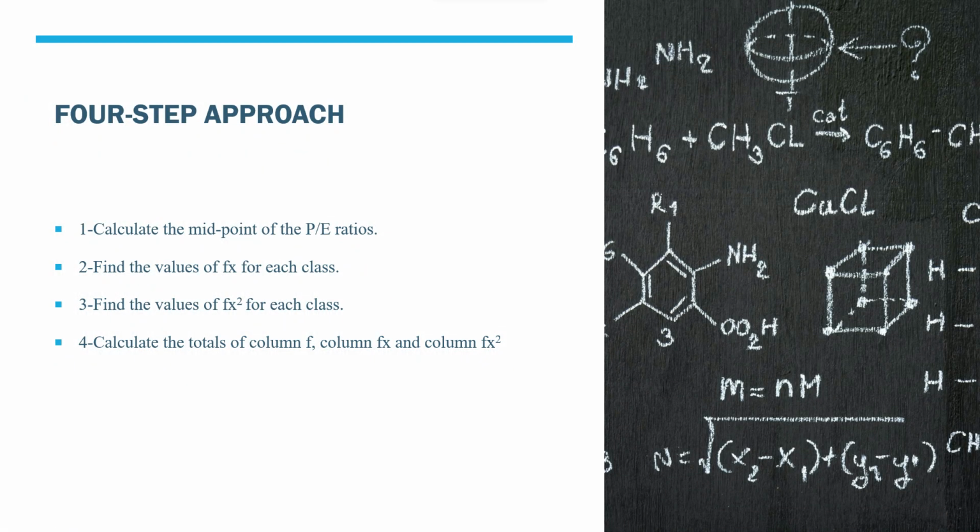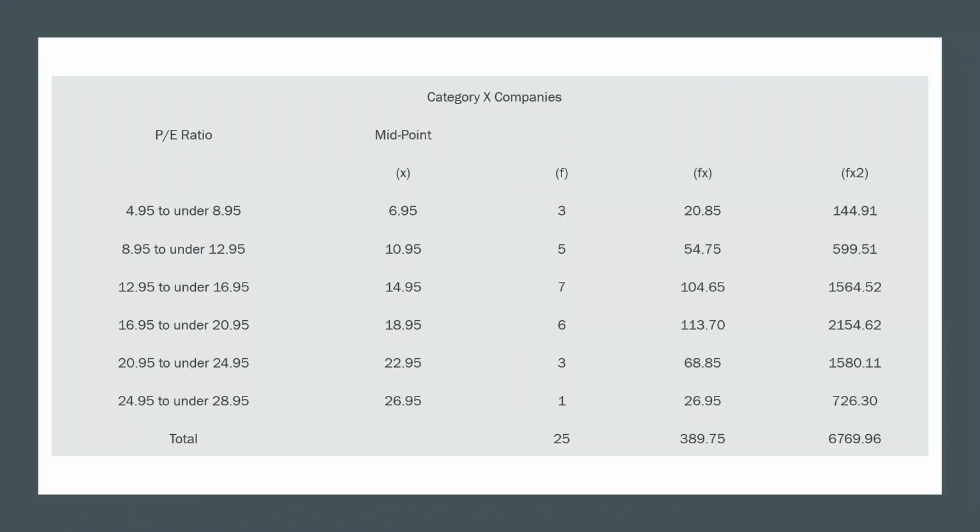First, we calculate the standard deviation of category X companies. In order to do this, we must adopt the following step-by-step approach. First step is calculate the midpoint of the PE ratios. Second, find the values of fx for each class. That's f multiplied by x, or the product of fx. Third, find the values of fx square for each class. And the fourth step is calculate the totals of column f, column fx, and column fx square. The following table will illustrate these steps.